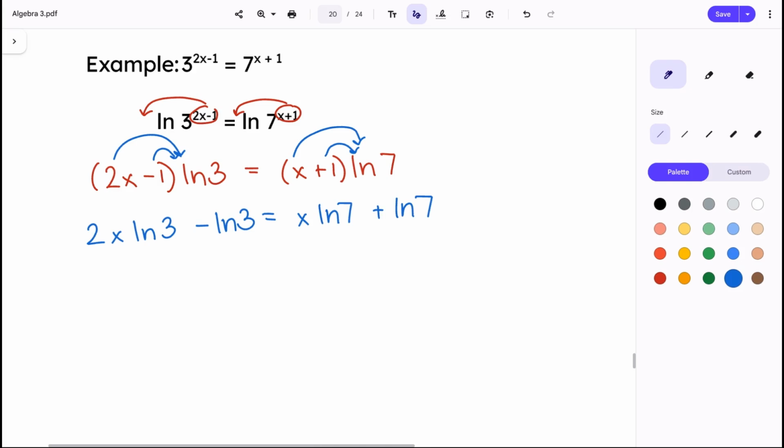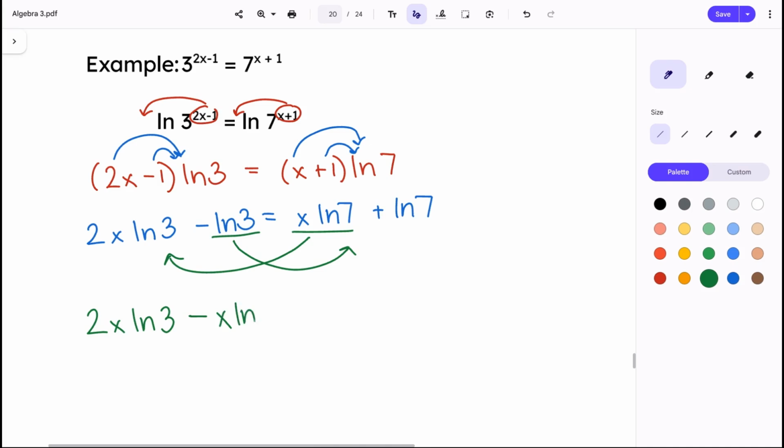Now the reason why I do that is because my exponents each have an x involved, and I want to get those terms together. And I want to get my terms that don't have x's together as well. So to do this, I'm going to take these two terms here and switch them around. So I'm going to move the natural log of 3 over to the right side, and I'm going to move the x natural log of 7 over to the left side. I just want to do a little switcheroo here. So 2x ln 3, we're now going to have it say minus x ln 7.